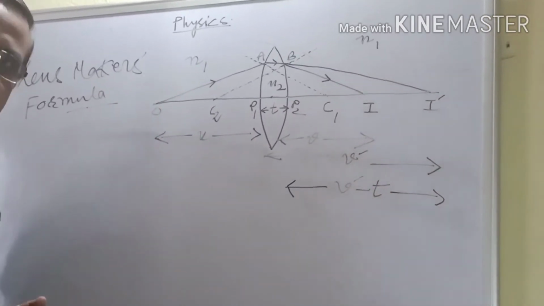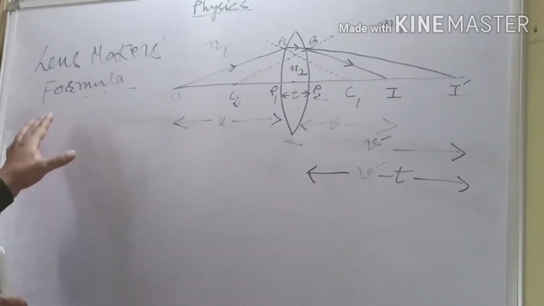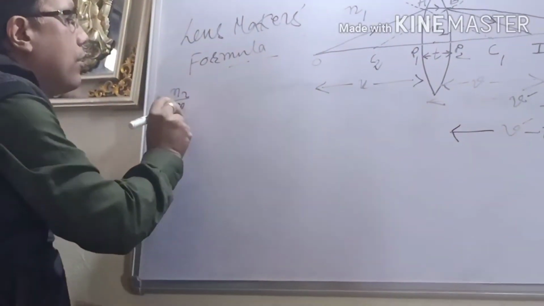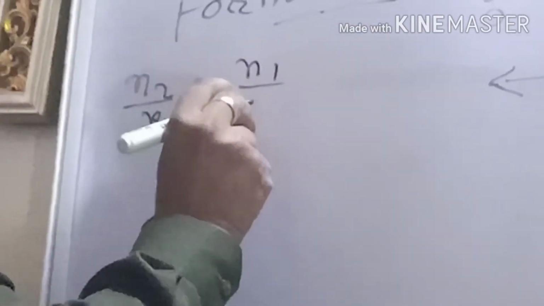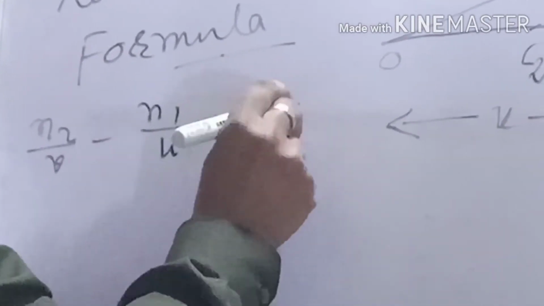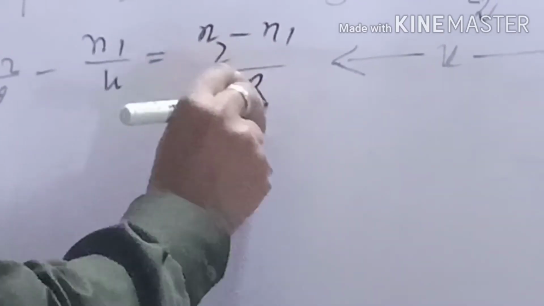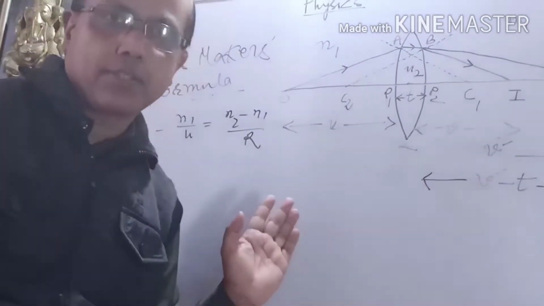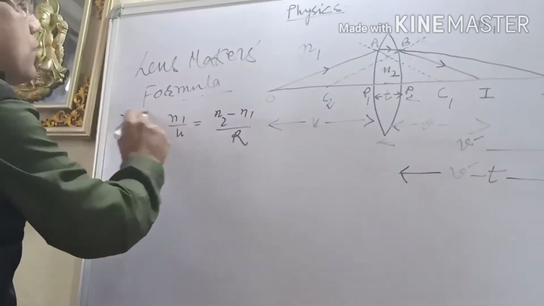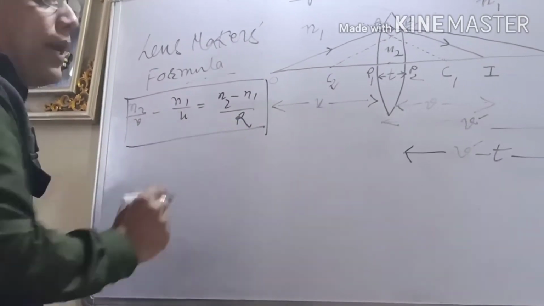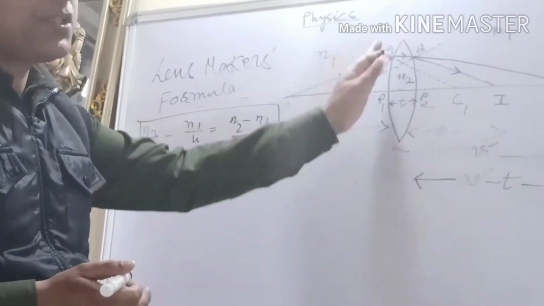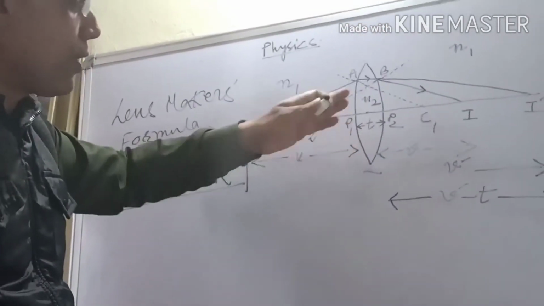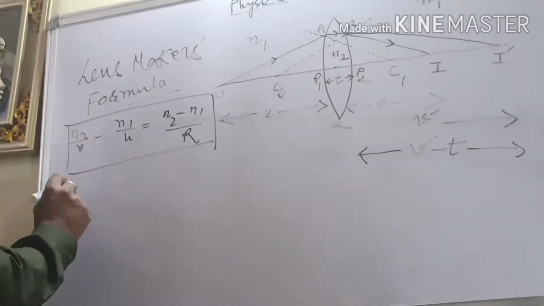Now let us apply the formula that we have learned before, which is N2 upon V minus N1 upon U is equal to N2 minus N1 upon R. This is the formula for spherical refracting surfaces. We have done this before. Now we will be using this formula to find the image distance due to refraction at the first surface. As you remember, I told you there are two surfaces. One is this, another is this one.